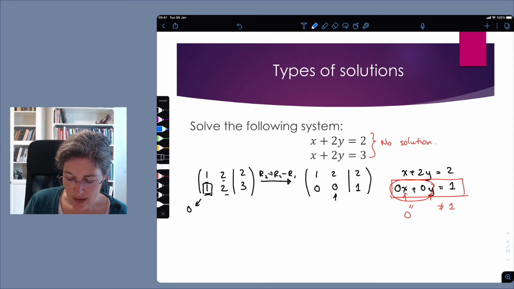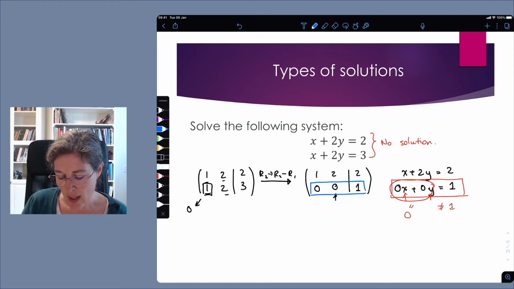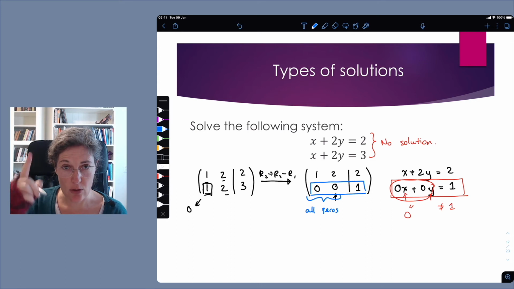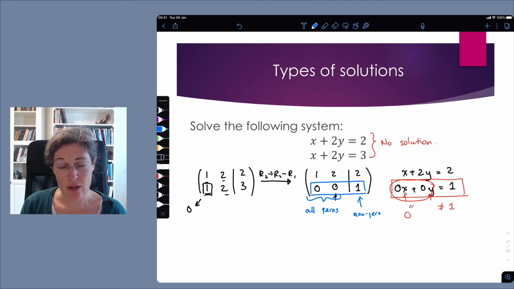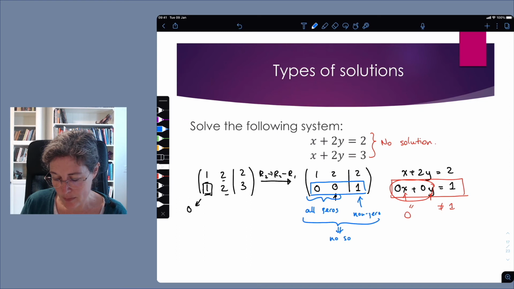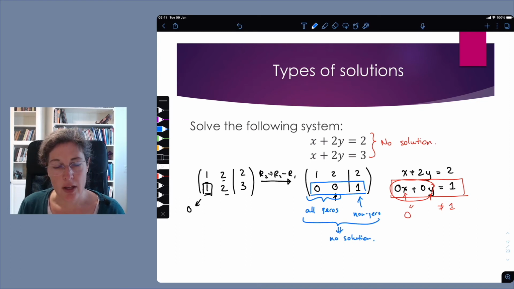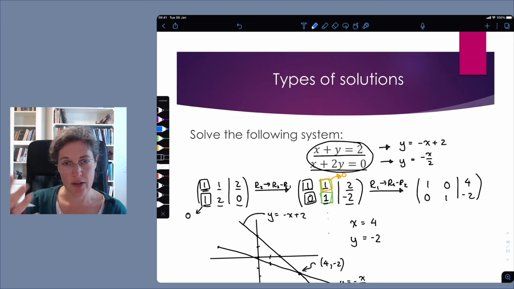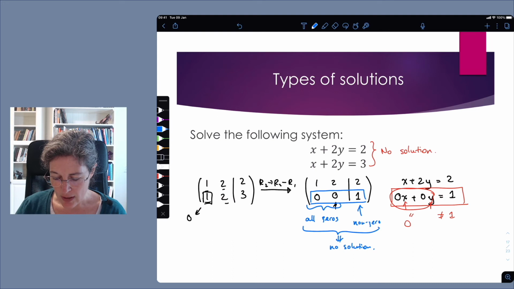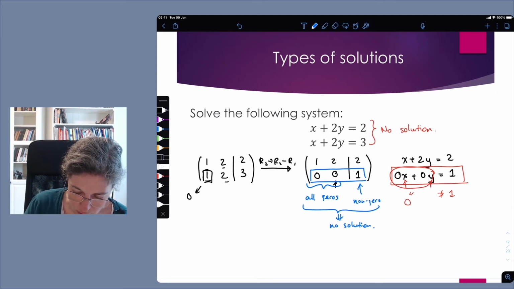So this is one of the key things when you are doing your Gauss reduction. If you have a row that looks like this, which is all zeros to the left of our equals line and non-zero to the right of the equal line, this together means no solution. So you might be wondering, okay, if our previous example was two straight lines and we found the intersection, what's happening over here? Well, let's sketch our solution again.